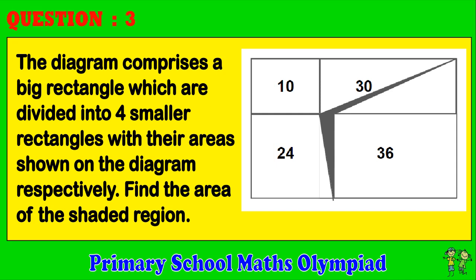Question 3. The diagram comprises a big rectangle which is divided into 4 smaller rectangles with their areas shown on the diagram respectively. Find the area of the shaded region.